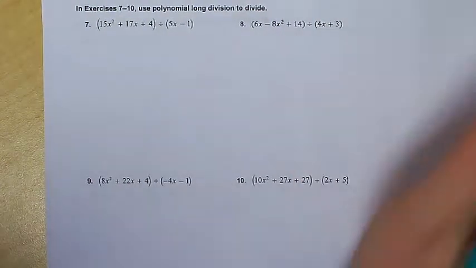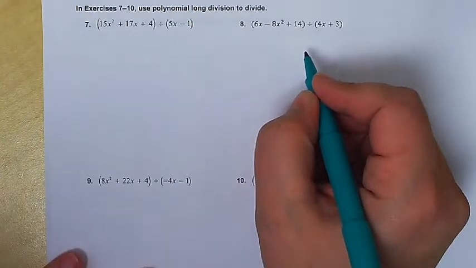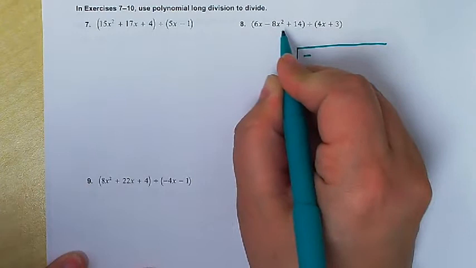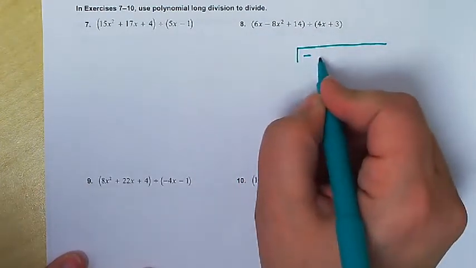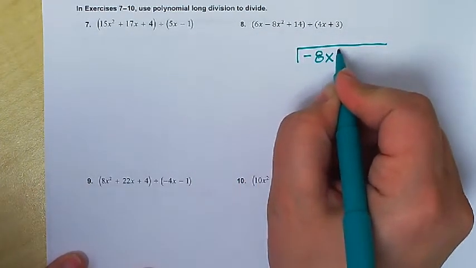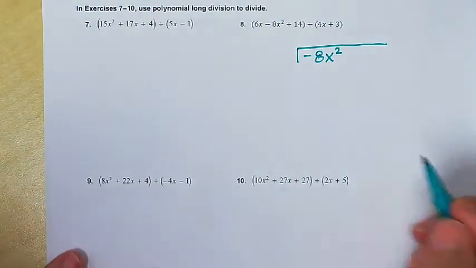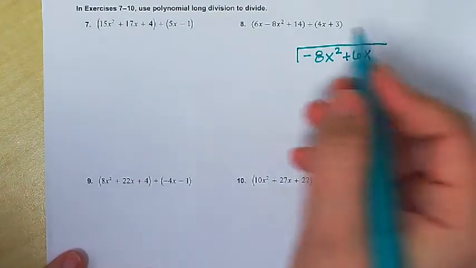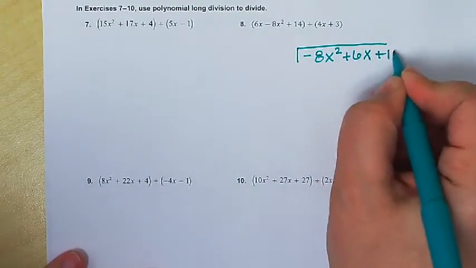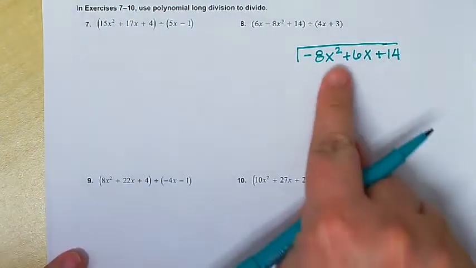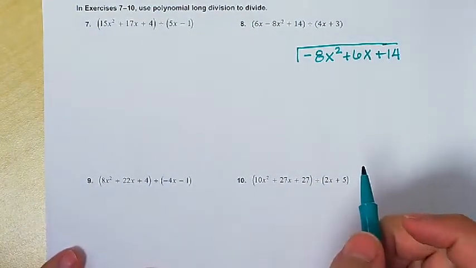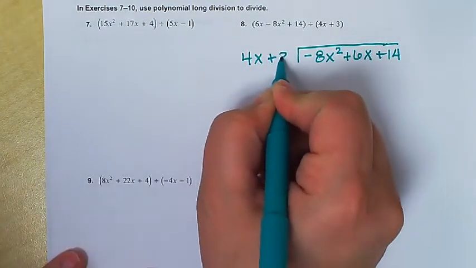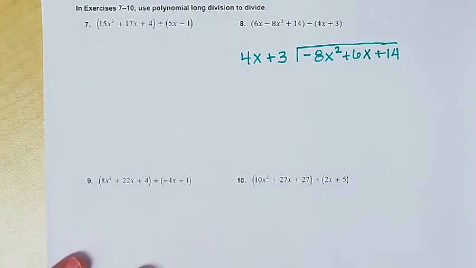So as I start to set up my division problem, I need to make sure that I reorganize my dividend so that that highest term, this is degree 2, and that's my highest one. So that negative 8x to the second power should be the first term. Then the positive 6x, and then the 14. Really important that those are in the right order. Okay, and I'm dividing that by 4x plus 3. Okay, so make sure you've set it up.